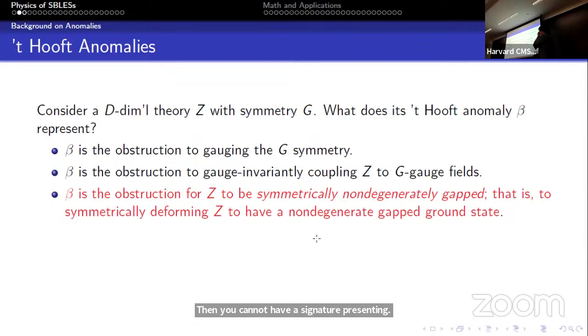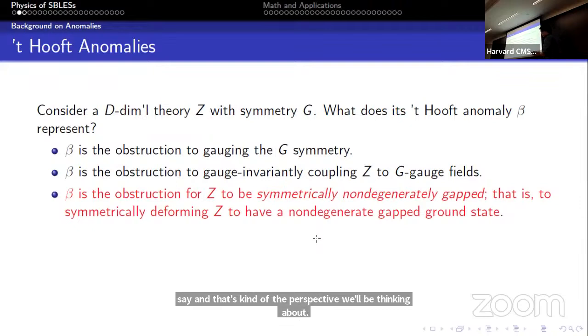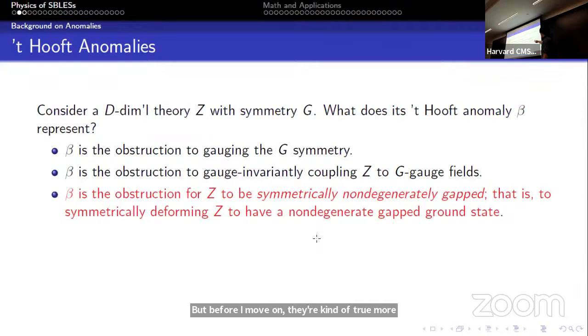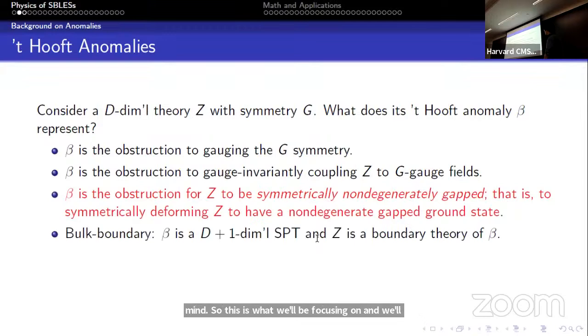But before I move on, there are two more perspectives I want to keep in mind. This is the one we'll be focusing on, and we'll use this to basically argue for things. But the two more perspectives: one is this idea of bulk-boundary correspondence, which is more condensed matter.